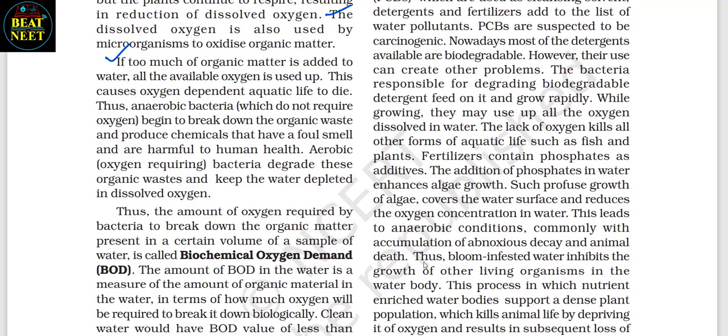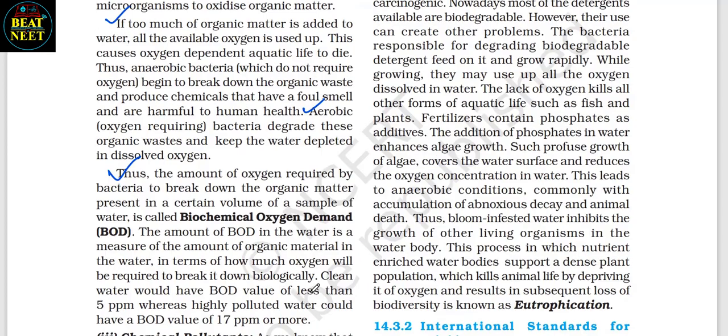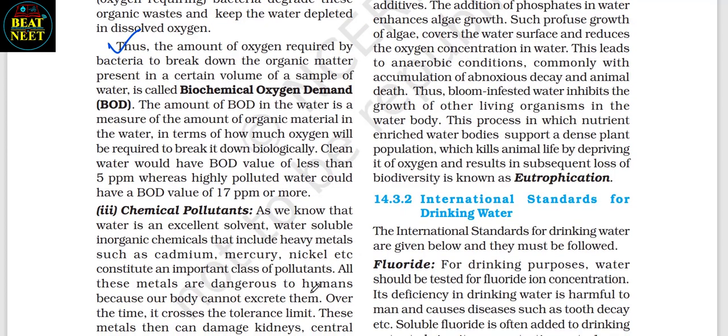Then anaerobic bacteria, which do not require oxygen, begin to break down the organic waste and produce chemicals that have foul smells and are harmful to human health. Aerobic bacteria degrade these organic wastes and keep the water depleted in dissolved oxygen. Thus, the amount of oxygen required by bacteria to break down the organic matter present in a certain volume of a water sample is called biochemical oxygen demand, that is BOD. The amount of BOD in the wastewater is a measure of the amount of organic material in the water, in terms of how much oxygen will be required to break it down biologically.